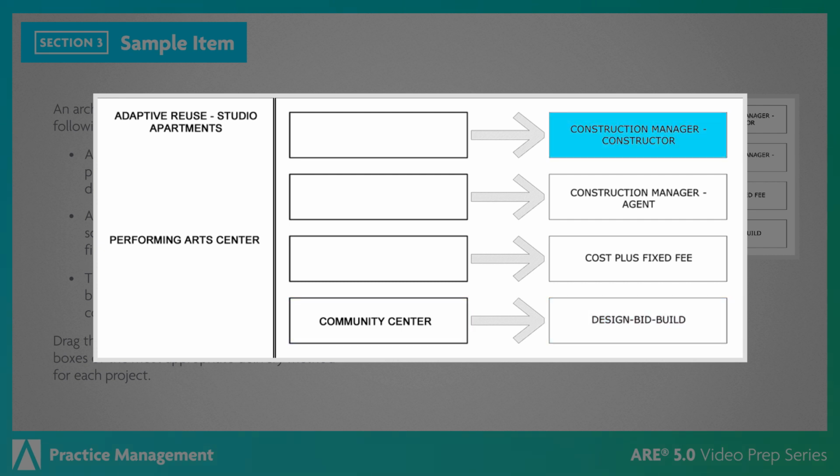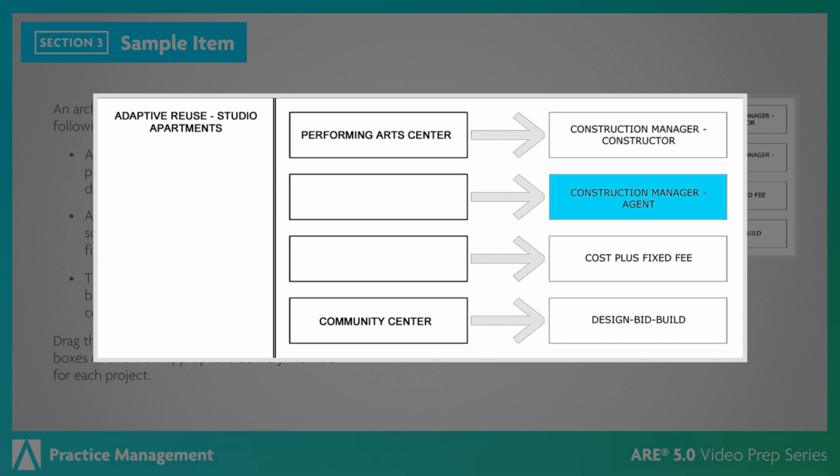In the Construction Manager as Constructor delivery method, the contractor can provide technical advice early in the design process based on early design documents. They are also able to implement a fast-track schedule with multiple construction documentation packages, fulfilling the requirements of the Performing Arts Center. The Construction Manager as Agent delivery method can provide the owner with early construction consulting, but does not provide a final construction cost during the design phase.